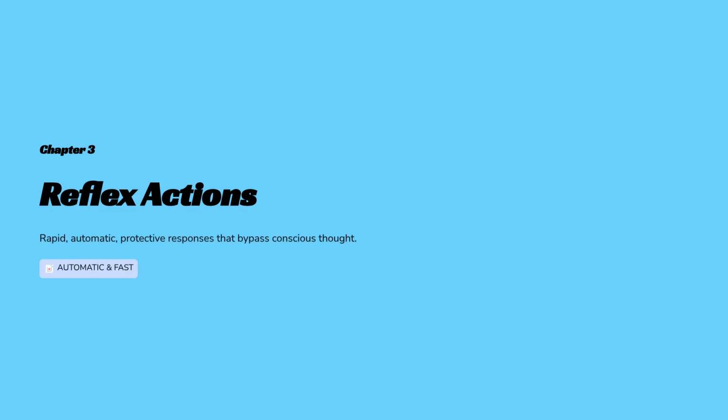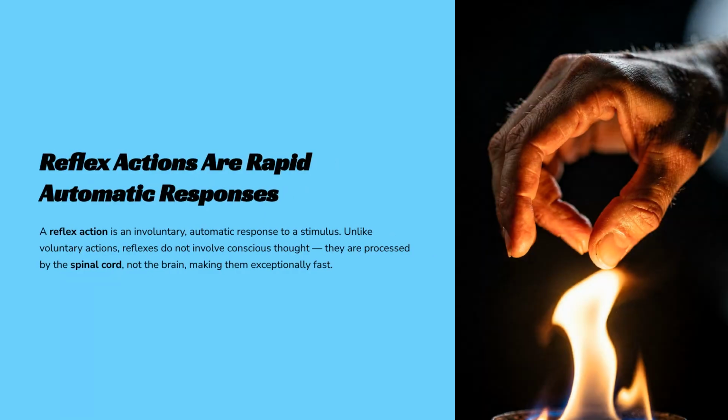These are rapid, automatic, and protective responses that bypass conscious thought for speed. A reflex action is an involuntary, automatic response to a stimulus. Reflexes are processed in the spinal cord, not the brain, making them exceptionally fast to execute. The primary purpose of reflexes is protection.